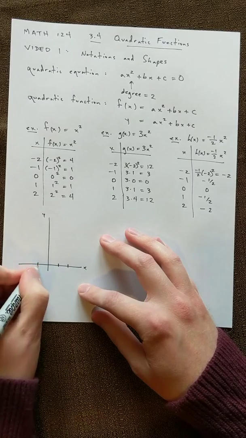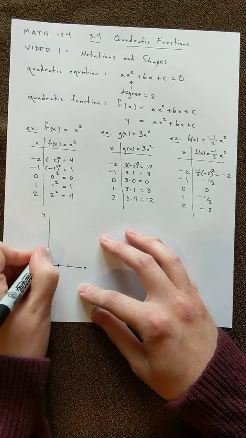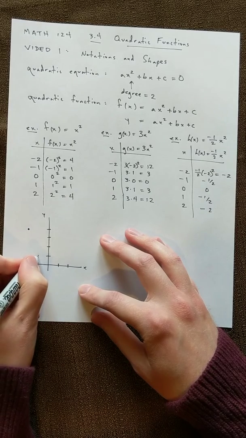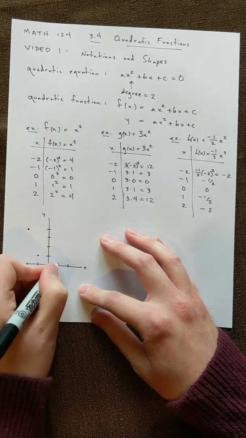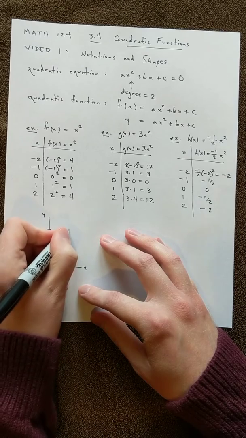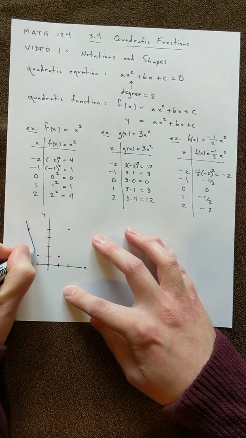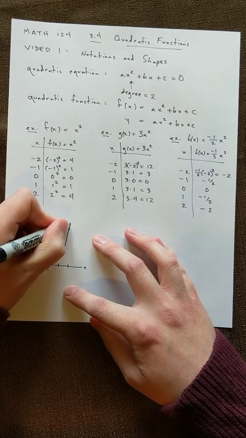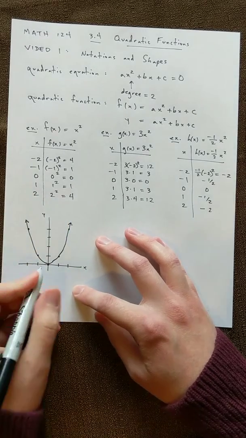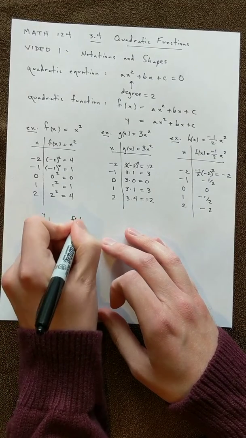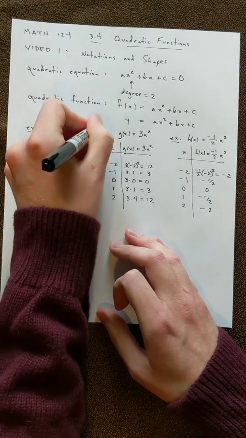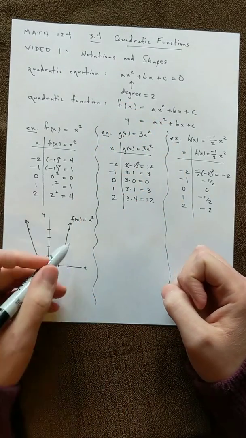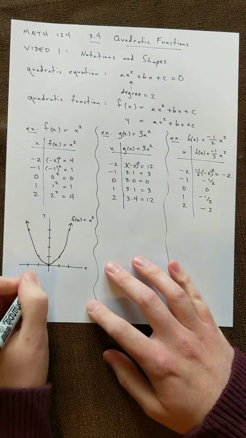So then when I graph, we have points -2, 4, -1, 1, 0, 0, 1, 1, and 2, 4. Okay, and the shape of this, I think I mentioned before, but this shape is called a parabola.